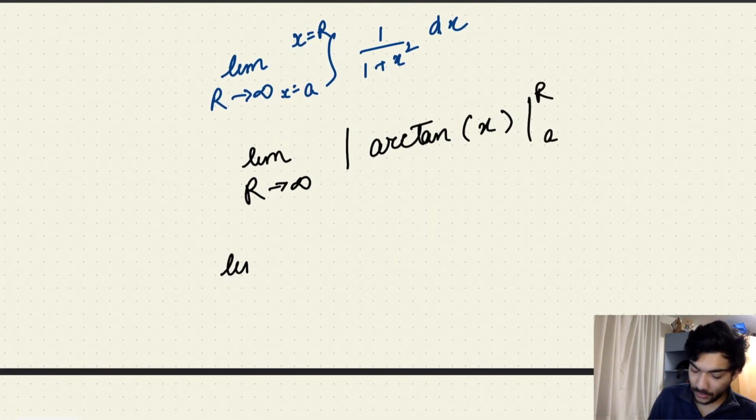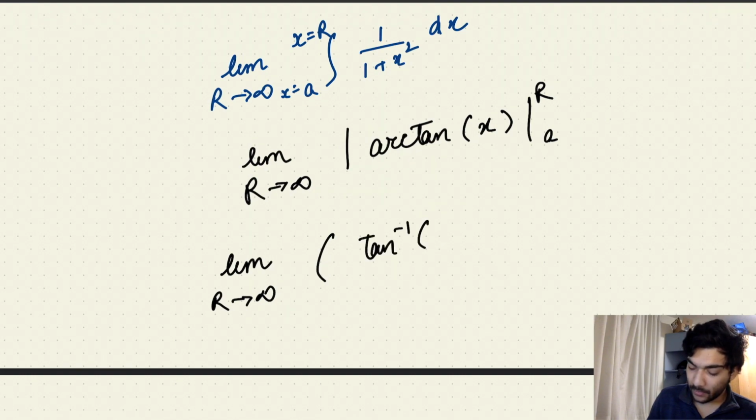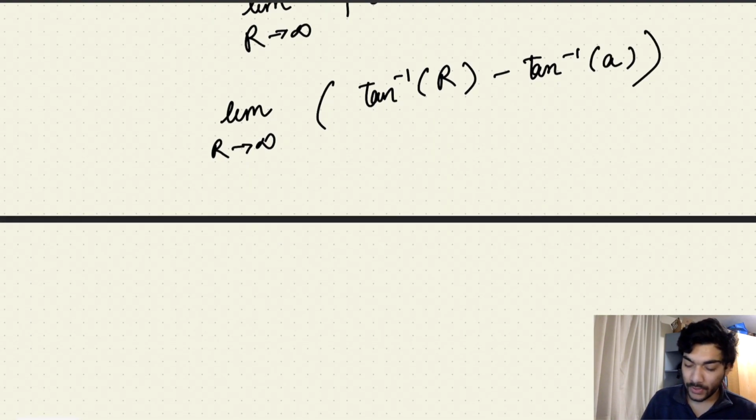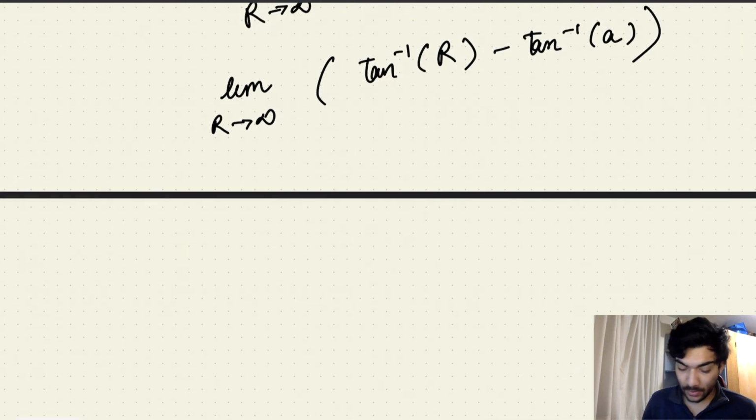And we know that this limit will remain the same. And this inner expression will be basically arctan, or if you're familiar with tan inverse, it will be tan inverse capital R minus tan inverse small a, right? And now we can proceed with taking the limit. We know that if we take the limit as R approaches infinity for this expression, we'll have to plug in the value of R as infinity. And we know that tan inverse infinity is basically pi by 2, right?